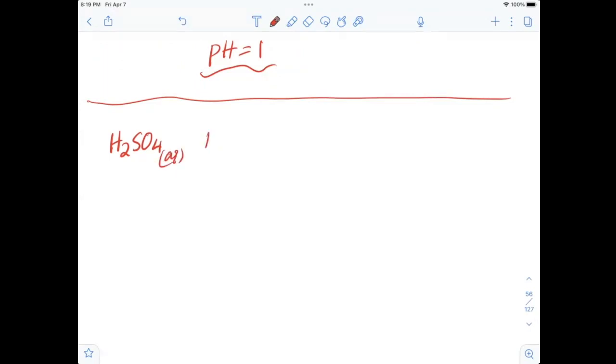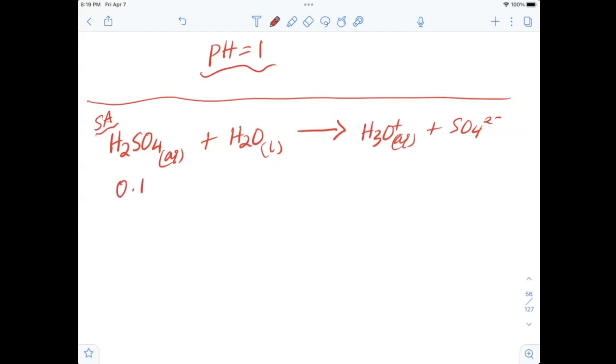H2SO4, aqueous. Again, you add this to water, you get liquid, still a one way arrow. Even though technically the second hydrogen gets removed in an equilibrium, we won't complicate things right now. This is a strong acid, so we will assume it's 100% ionized. That's what SA stands for. Then we're going to be getting what? H3O plus aqueous plus SO4 2 minus. Once again, this is going to be 0.1 molar to begin with. This is initial, change, equilibrium.